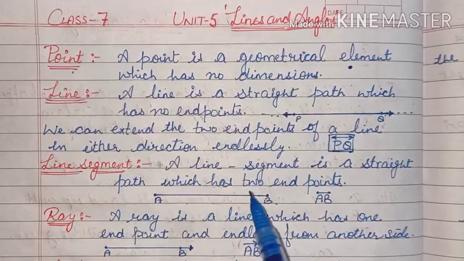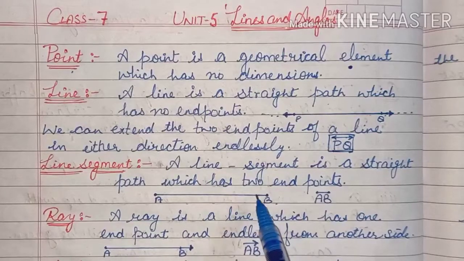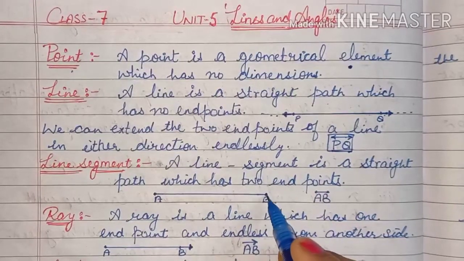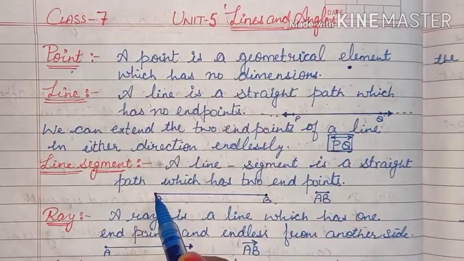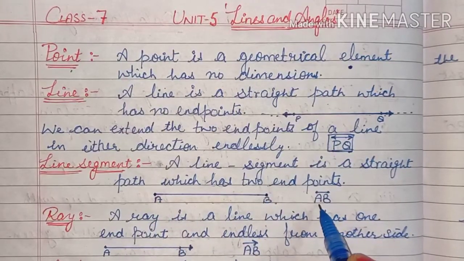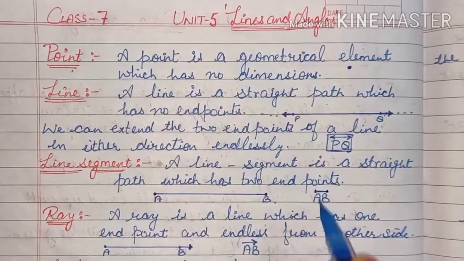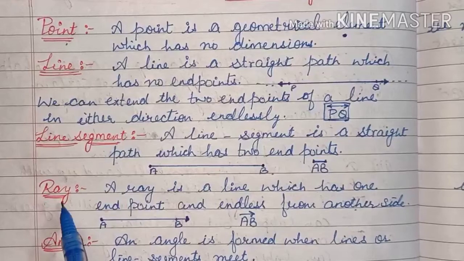Then line segments. A line segment is a straight path which has two endpoints. So a line segment has a fixed length and has two endpoints, and we denote it as AB.